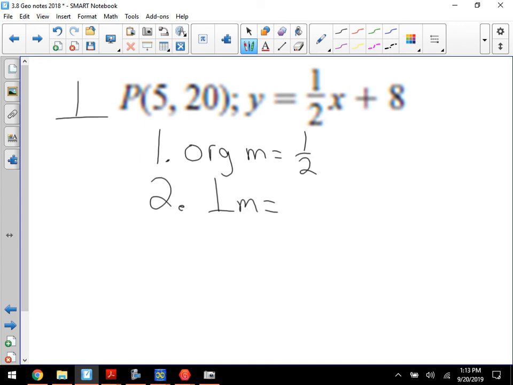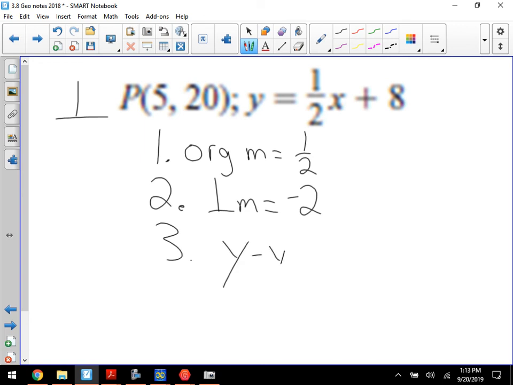-2. Change the sign, flip the fraction. Remember, perpendicular slopes have opposite reciprocal. Change the sign, flip the fraction. So perpendicular to 1/2 is -2. And then your last step is the same.